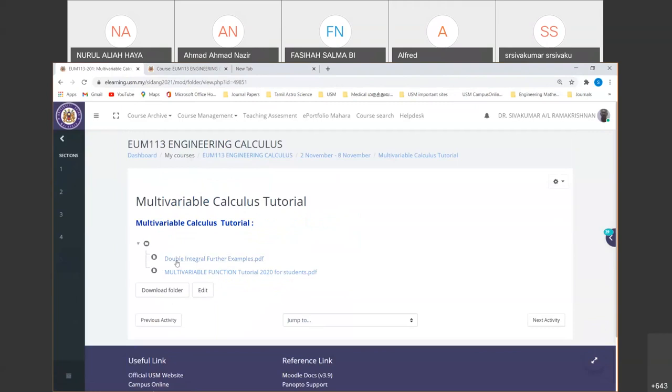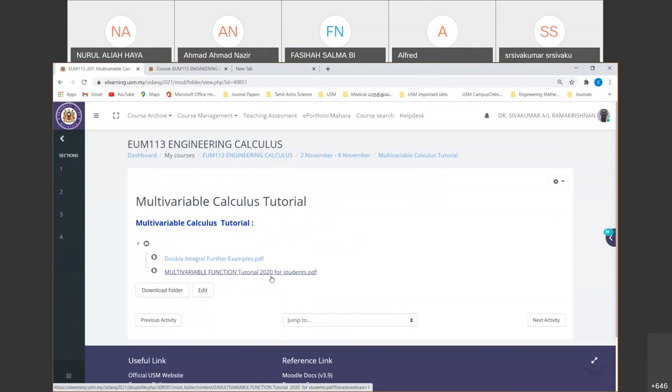You can see there are two files. Can you see them? If you can't, please let me know. Here you can see the double integral further examples, and the multivariable function tutorial for the students. I already provided the answers, not the solutions.